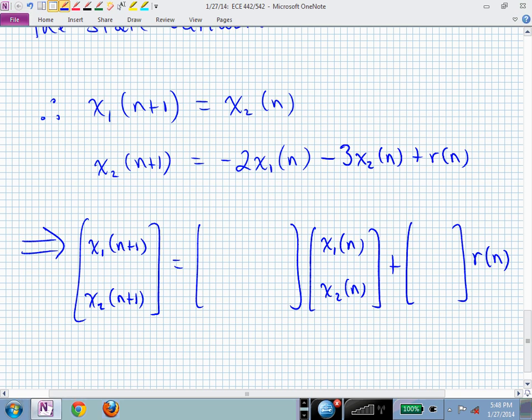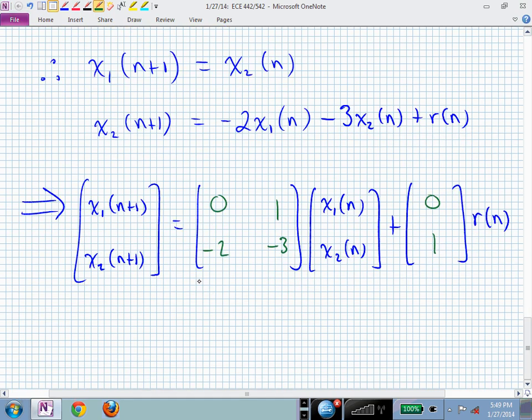The top row is maybe too easy, and so it's hard, but all we have to do is pull off x sub 2 at time step n. We do not need any x1, and we do not need any of r to build up that first relationship or that first equation. And then the second equation, we have a minus 2, a minus 3, and a 1.